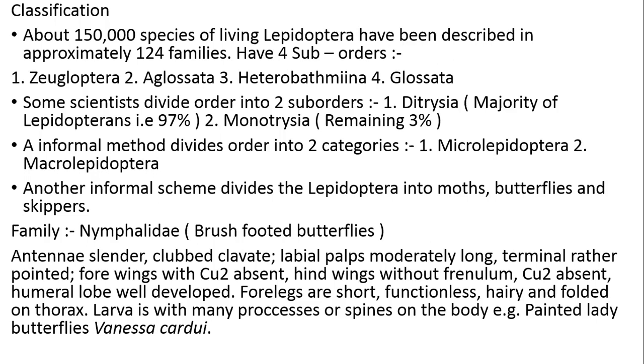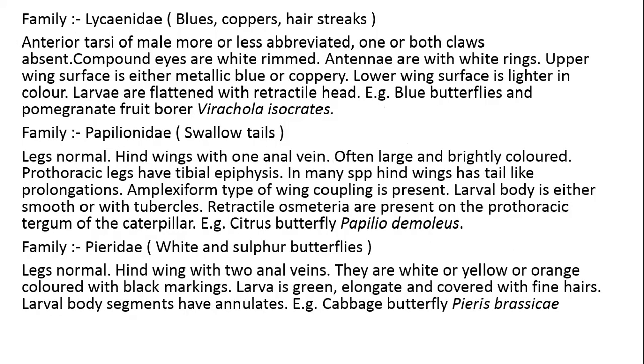Larva is with many processes or spines on the body. This is the painted lady butterfly, Vanessa cardui. The second family is the Lycaenidae, in which the blues, coppers, and hairstreaks are included.